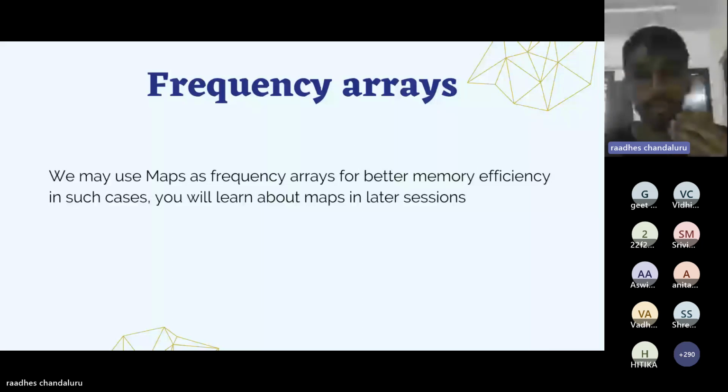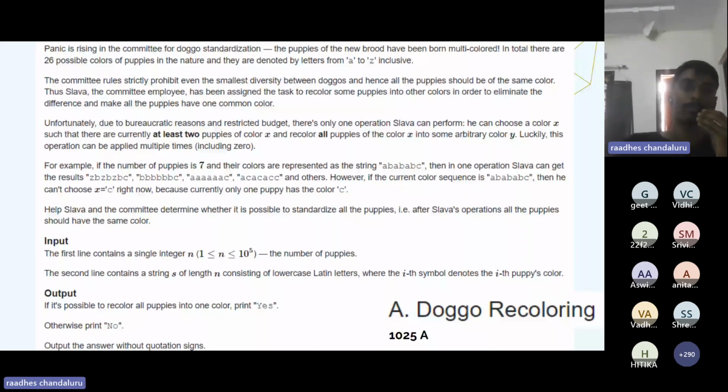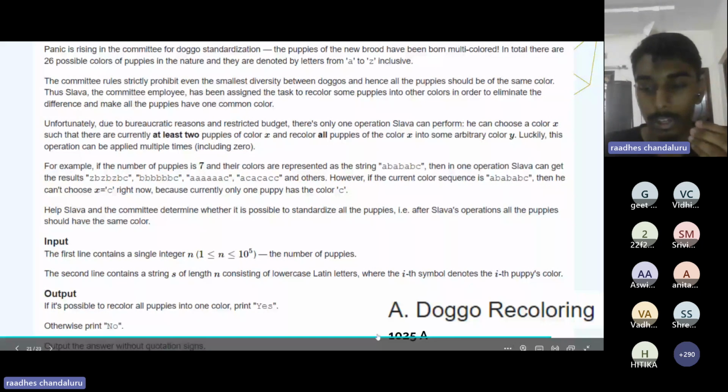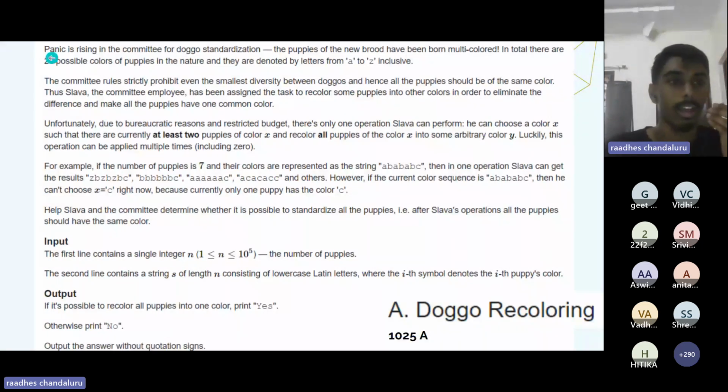So this is a question. Let's try to solve it by the frequency array method. This is question 1025A, Doggo Recoloring. You can check it on Codeforces if you want, and I'll just tell you what this problem is first of all.